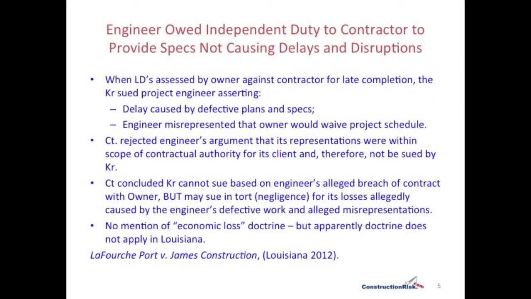This is the Lafourche Port versus James Construction case, Louisiana 2012. Next case is one that says that arbitration that resulted in a decision between an owner and a contractor has no collateral estoppel on a subsequent litigation with the architect. So in this case, the project owner lost the arbitration with the contractor and then filed suit against its architect to recover damages on the same project.